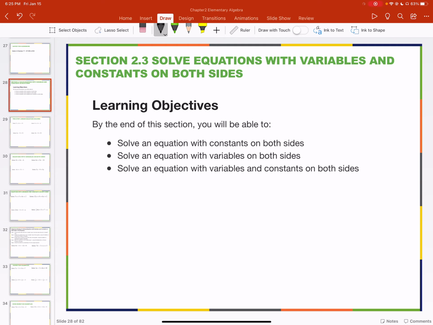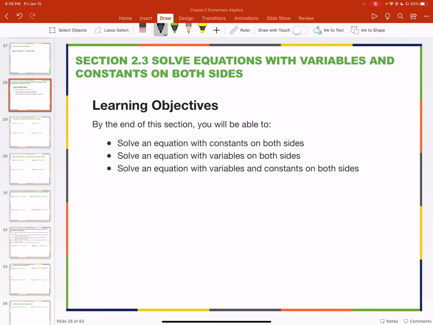Okay, welcome to section 2.3, which deals with solving equations that have variables and constants on both sides. So basically, that's kind of what we're doing. We're going to solve equations with constants on both sides, which we have been doing. Solve equations with variables on both sides, that's new. And then solve equations with both variables and constants on both sides.